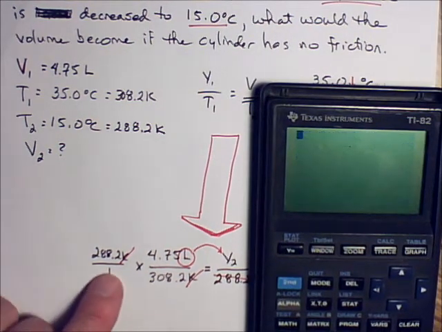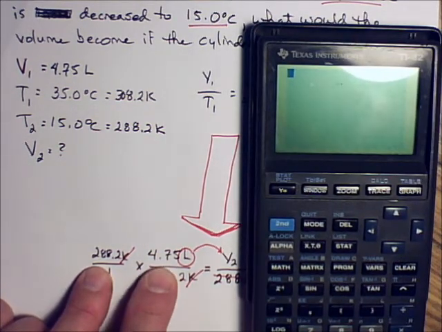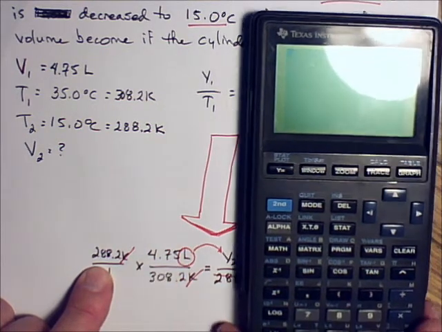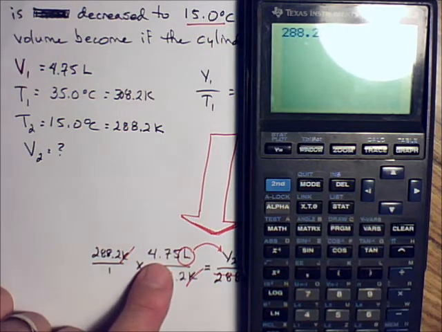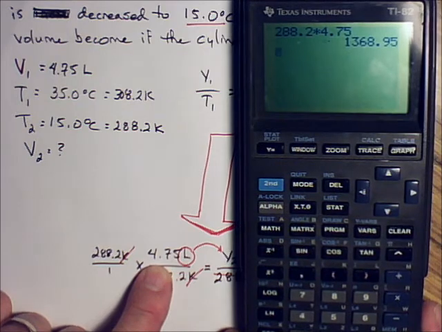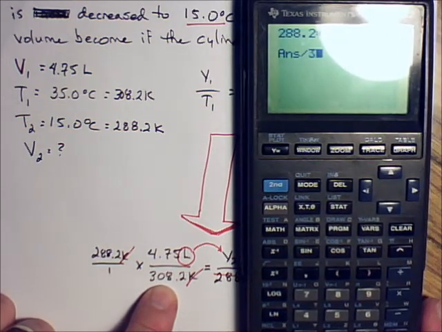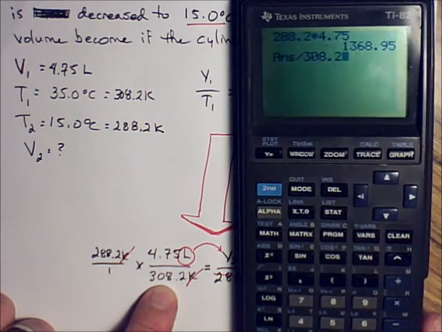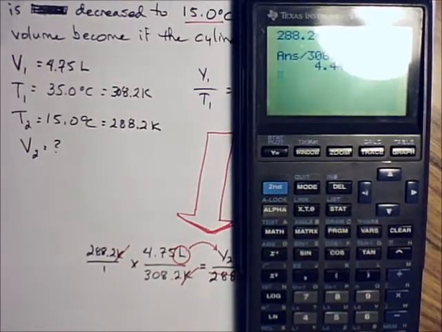All right. So what we're going to do to solve this is take this 288.2 and multiply it by 4.75, and then hit our enter button. Now, as a separate operation, we're going to divide by what's in the bottom, divided by 308.2, and hit enter, and that's the answer we're going to look for there.